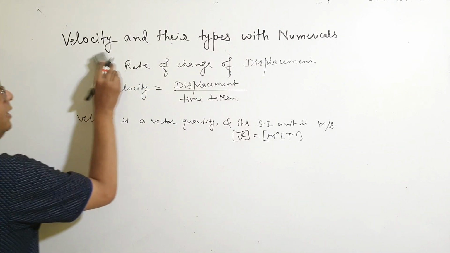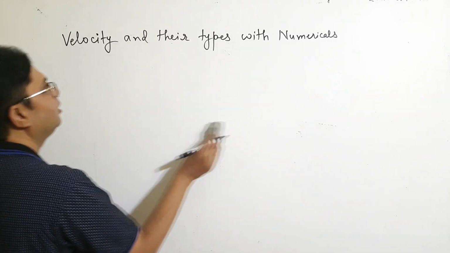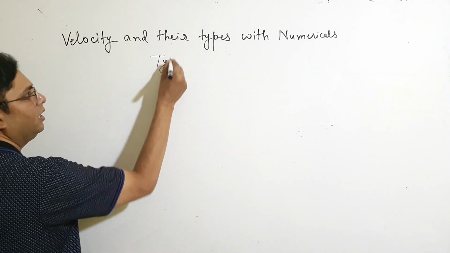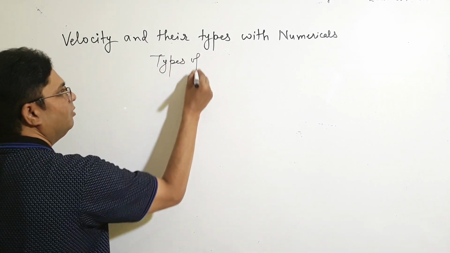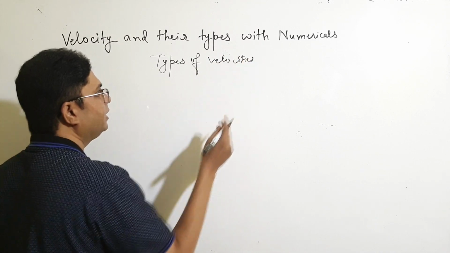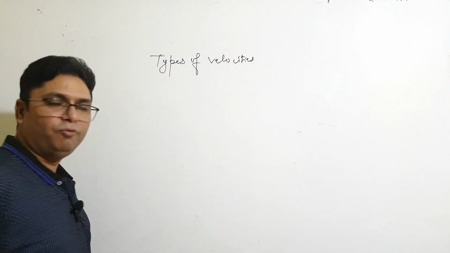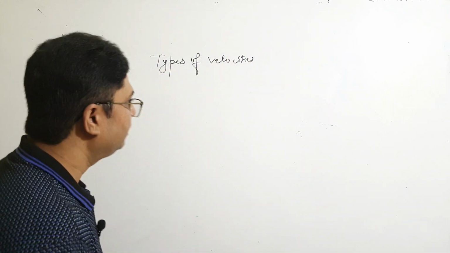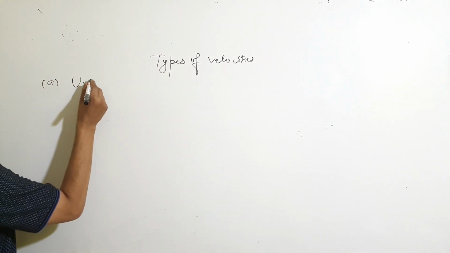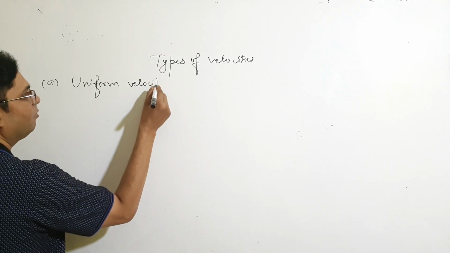Now let us understand about different types of velocities. So here you are learning types of velocities. There are basically 4 types of velocities. Number A is said to be uniform velocity.